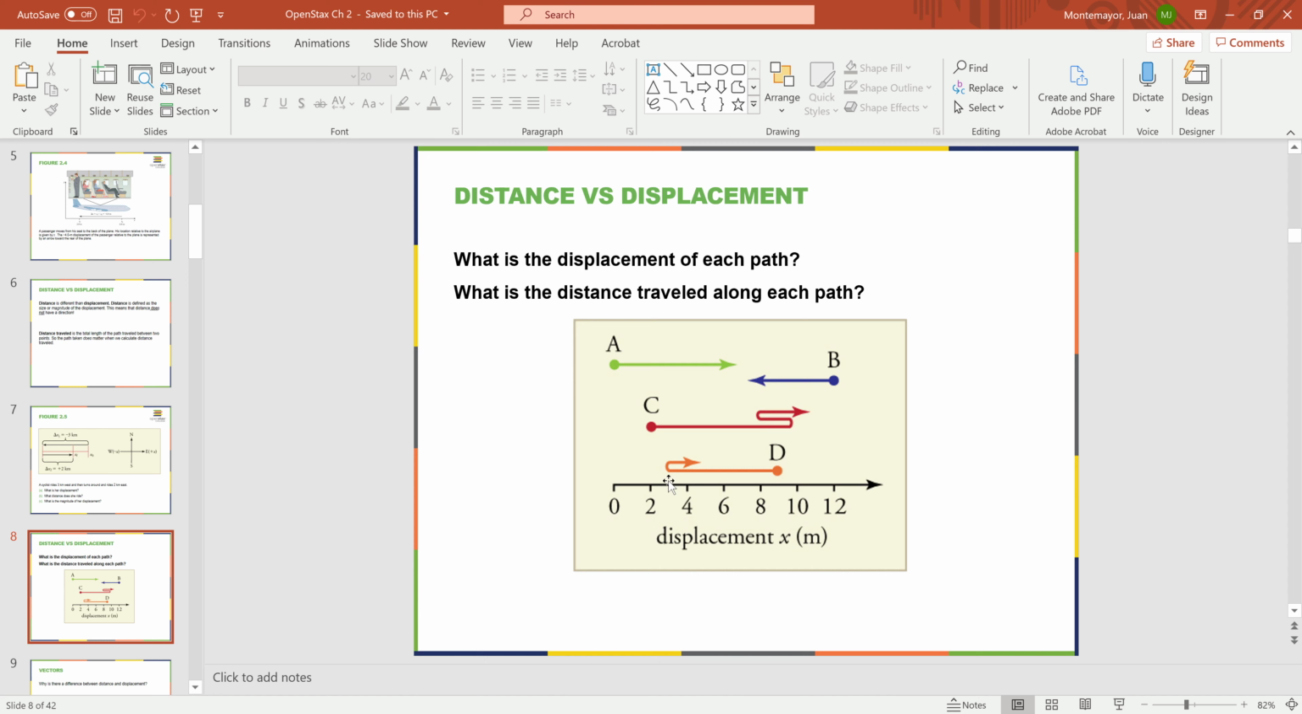So each one of these has a different distance and displacement. A and B are pretty much straightforward. For C and D, there's a little bit of thought process I need to go into, but you just have to remember distance does matter what path you took. Displacement does not. Displacement is just the initial and the final.